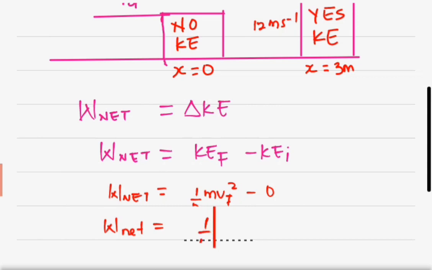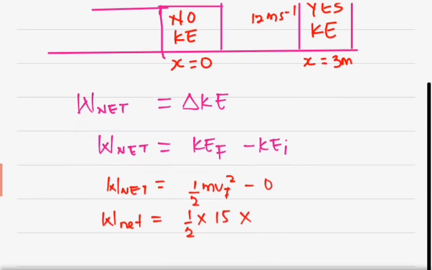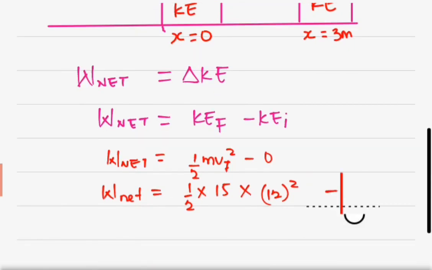It is going to be 1/2. Let's say the mass of this object is, let's say, 15 kilograms, times our velocity, which we gave as 12. So what we're going to have is 12 squared. So you can plug that into your calculator and then you should get your answer. So that's exactly how you solve this situation.